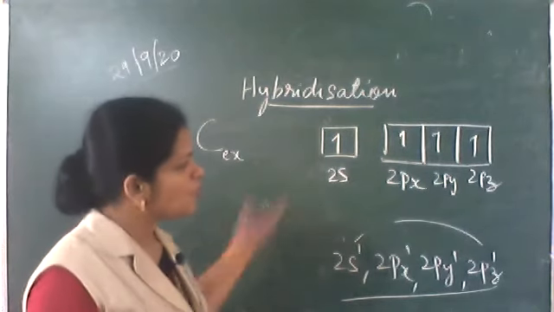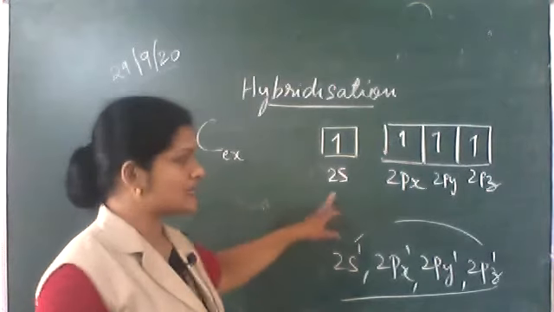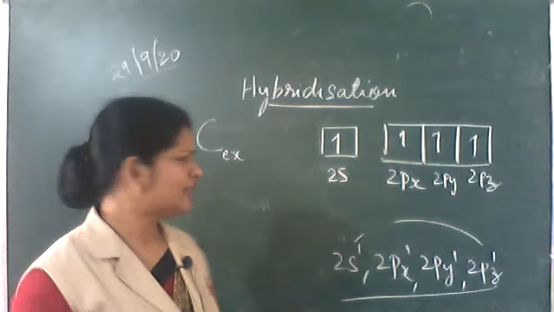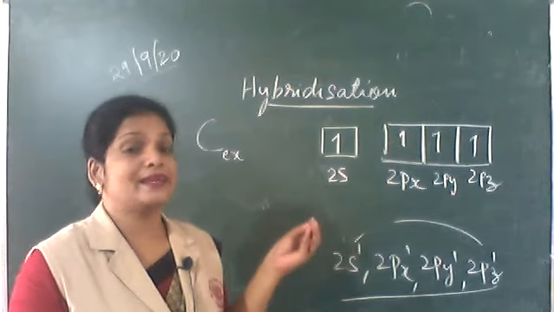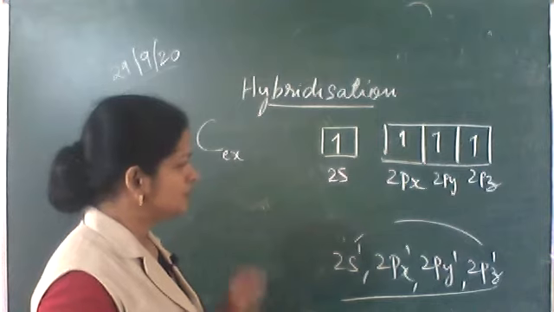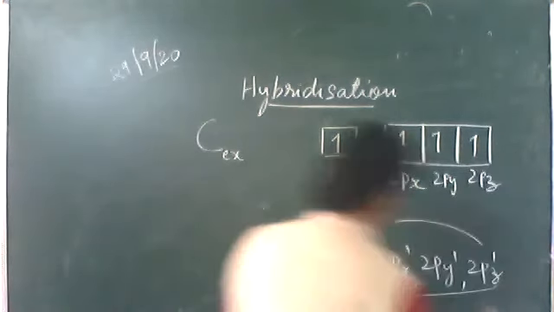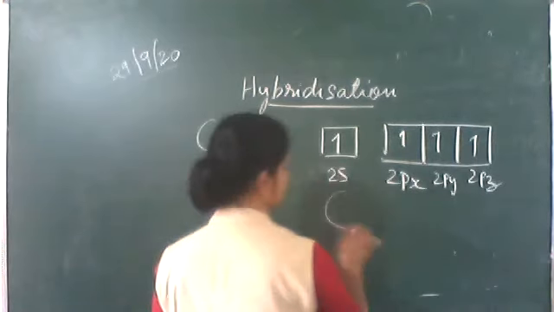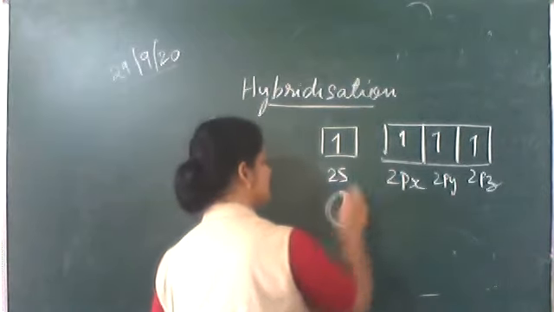And now they say all of them intermix together. See, the s orbital has lower energy than the p orbital. Their energies are slightly different; the 2p orbital has slightly higher energy than 2s. And these all intermix together. And you know that s is spherically symmetrical.